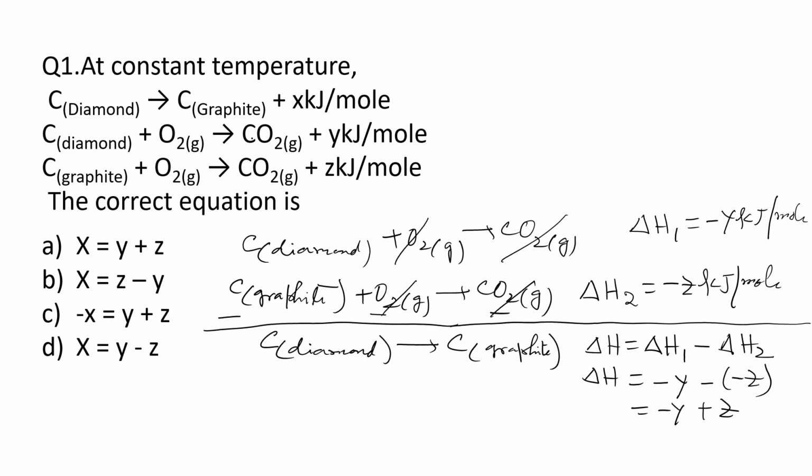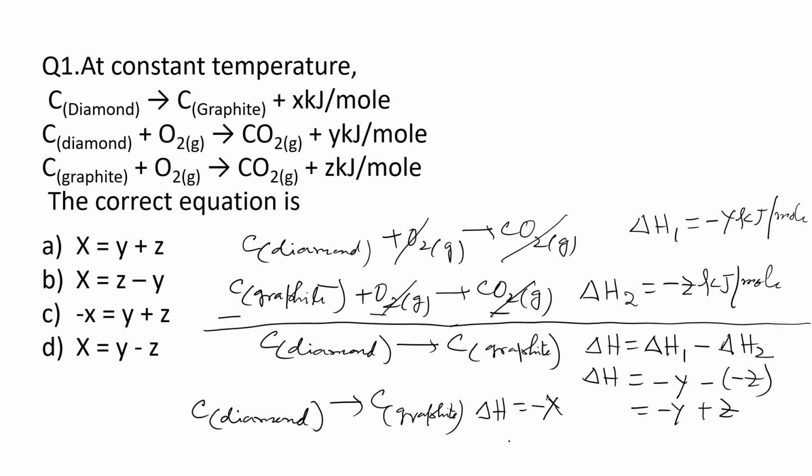Now, as per the given equation number 1, diamond to carbon graphite, this is also diamond to graphite, which I found out. The delta H given is equal to minus X. So delta H is minus X as given, and delta H is minus Y plus Z, which we have found out.